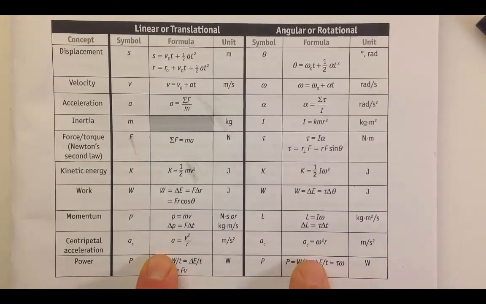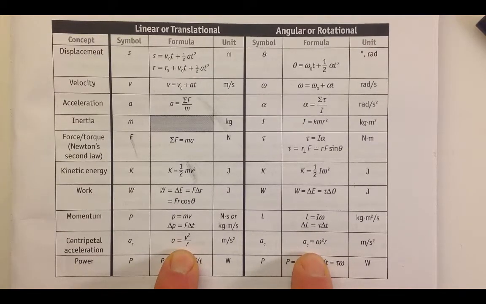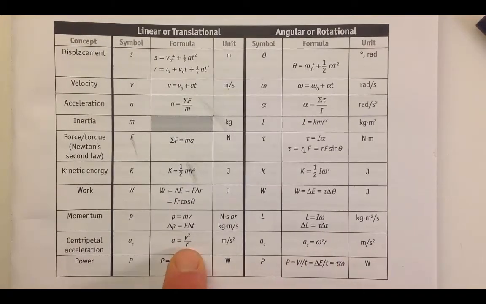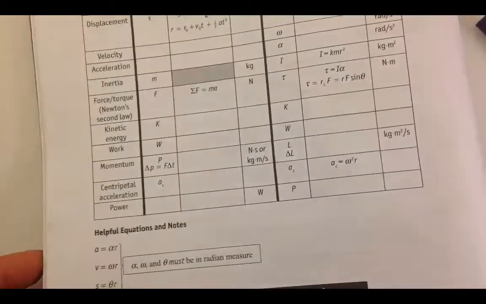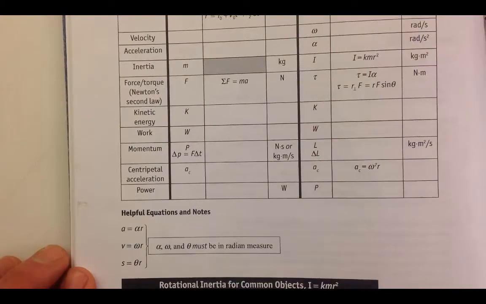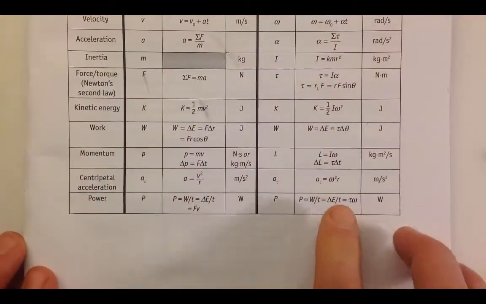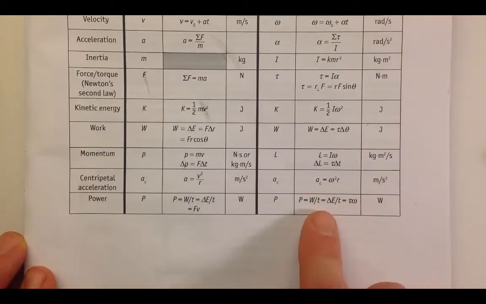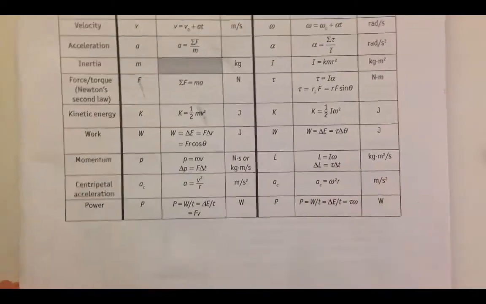Okay, the formula for centripetal acceleration is linear speed squared divided by radius. The formula for centripetal acceleration in the angular world is omega squared times r. And again, if you use your linear equation for centripetal acceleration and then plug in the equivalence formula, you can actually get to this equation. All right, so those are our equations for angular momentum.